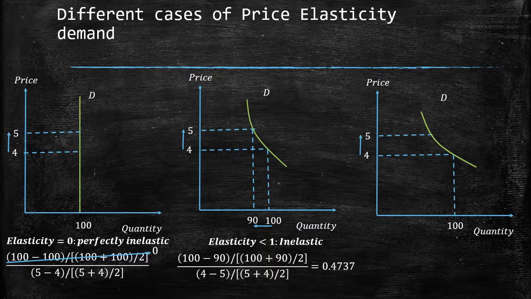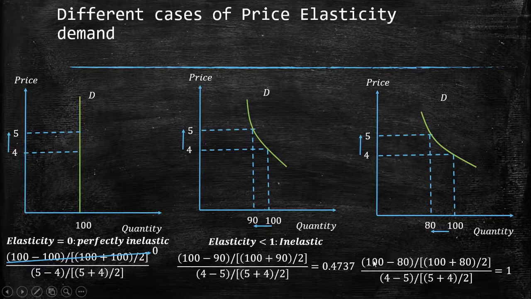We have 100. There is an increase from 4 to 5, but there is a decrease to 80. So in this case, it's going to be 100 minus 80. As I said before, it doesn't matter. It could be 80 minus 100 and 5 minus 4. So in this case, it is 1, so the elasticity is 1. It means unit elastic. What does it mean? The change in the quantities is exactly the same as the change in the price percentually.